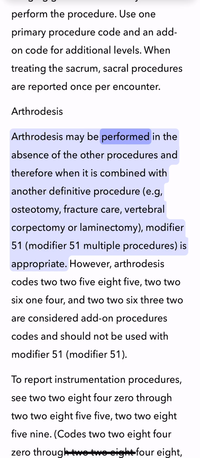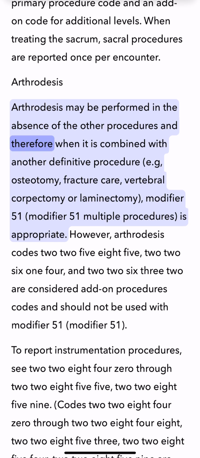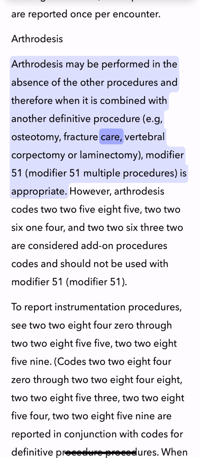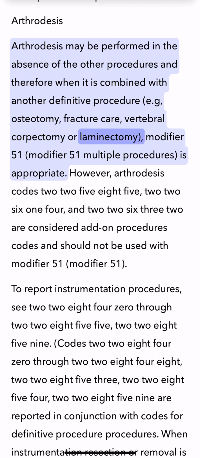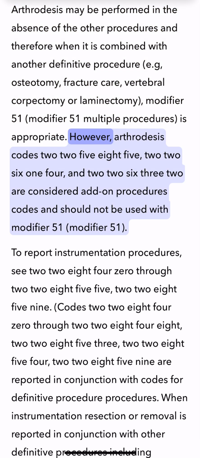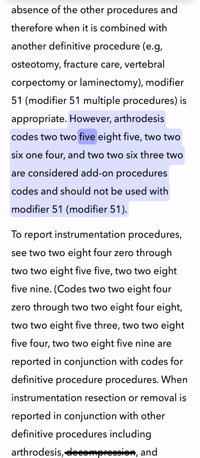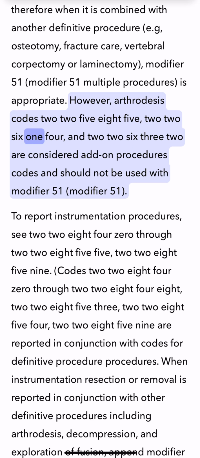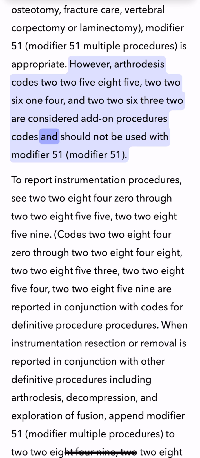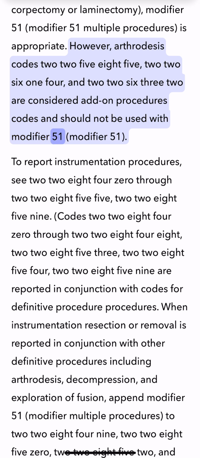Arthrodesis may be performed in the absence of other procedures, and therefore when it is combined with another definitive procedure, for example osteotomy, fracture care, vertebral corpectomy or laminectomy, modifier 51, multiple procedures, is appropriate. However, arthrodesis codes 22585, 22614, and 22632 are considered add-on procedure codes and should not be used with modifier 51.